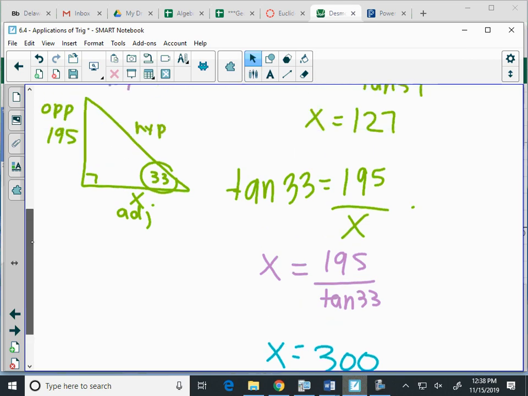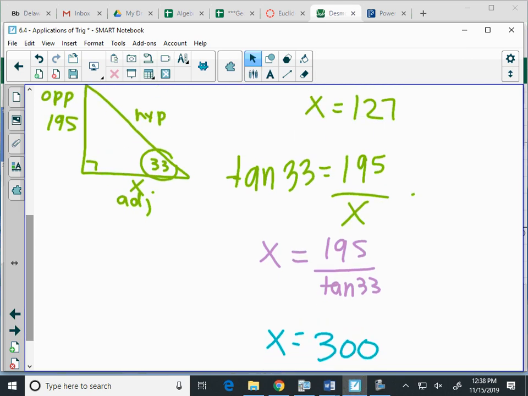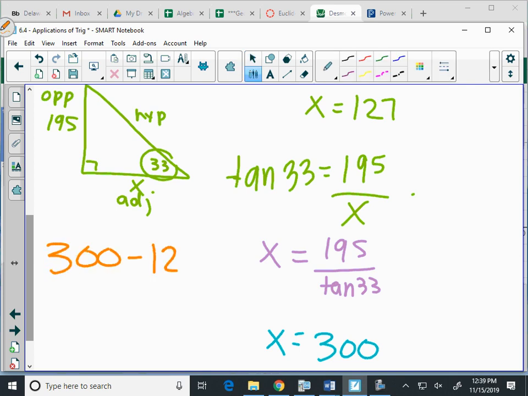Now that we know the lengths of the two triangles, what did we say we had to do to them to find the distance in between the two boats? Subtract, right? So we have to do 300 minus, what was the second distance? 127. So we have to do 300 minus 127. And what do we get? 173. So 173.